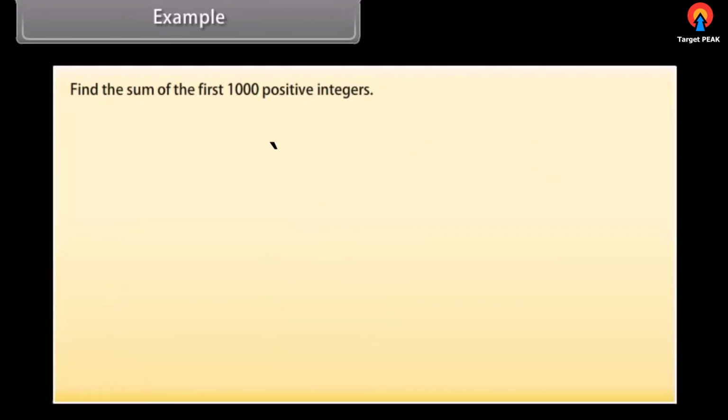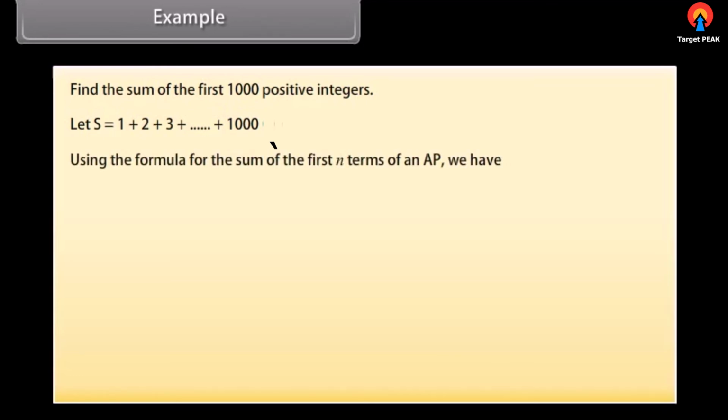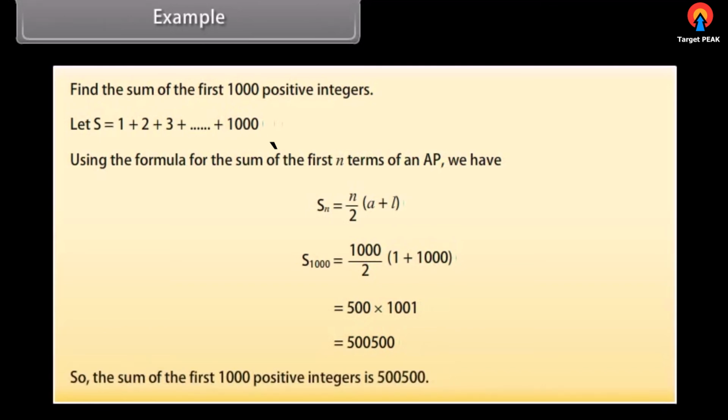Find the sum of the first 1000 positive integers. Let S be equal to 1 plus 2 plus 3 plus so on plus 1000. Using the formula for the sum of the first n terms of an AP, we have Sn is equal to n upon 2 into (a plus l). Substituting the value of n, we get S1000 is equal to 1000 upon 2 into (1 plus 1000). This is equal to 500 into 1001, which becomes 500500. So the sum of the first 1000 positive integers is 500500.